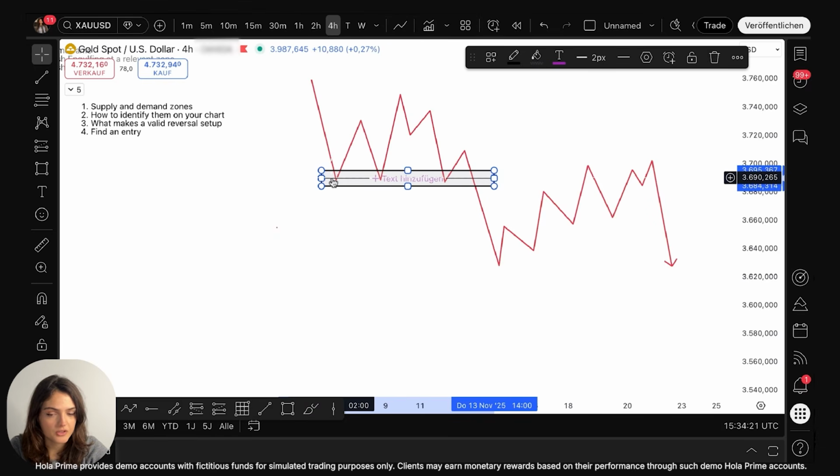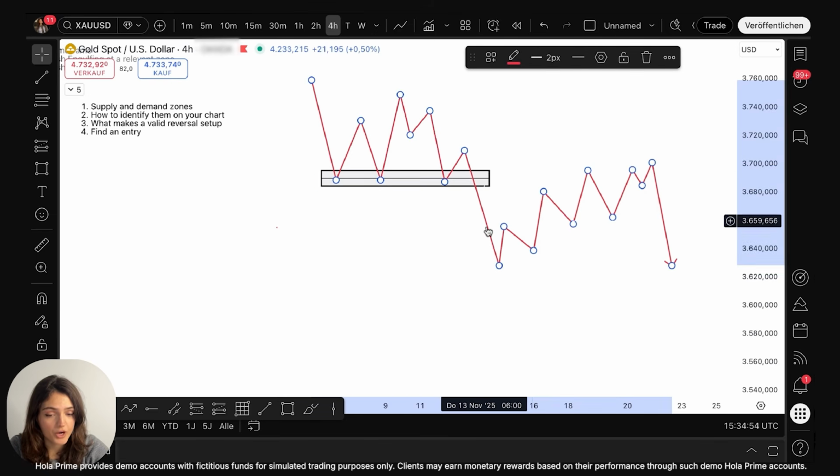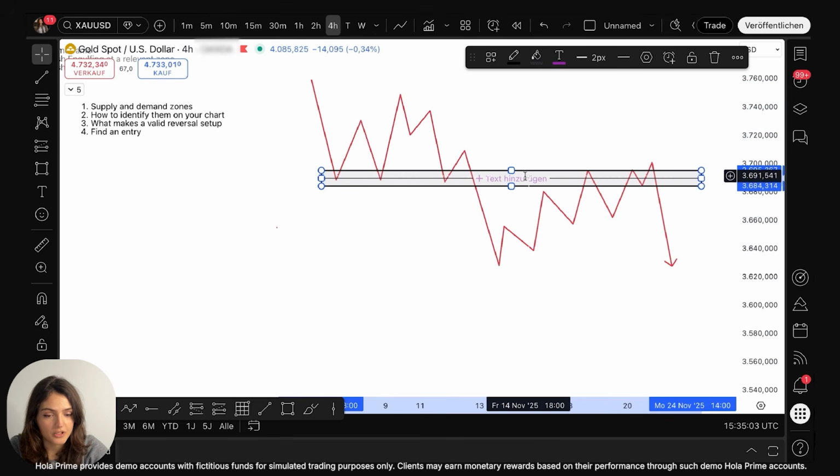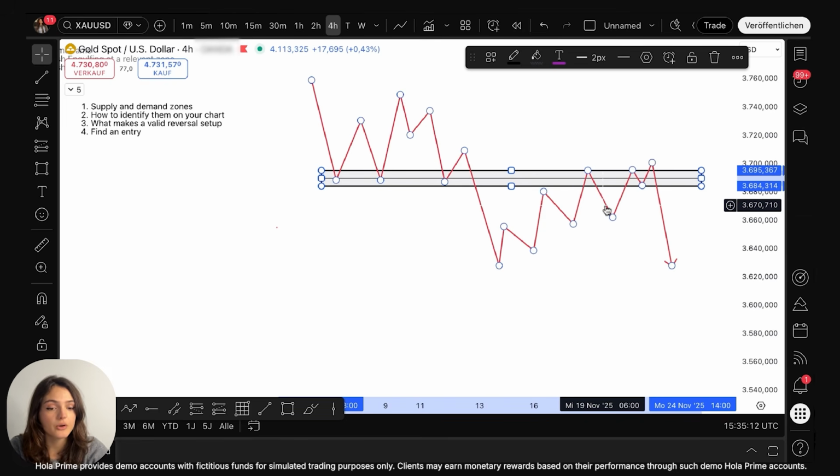Why? Because the buyers are stronger than the sellers. So more people are interested in buying here than in selling. That's why the price bounces up on this zone again. Once we break this zone and price still reacts at that point, it turns from a demand zone to a supply zone. Why? Because price, every time it reaches this upper point, reacts, which means that sellers are now stronger than buyers, but in the exact same zone.